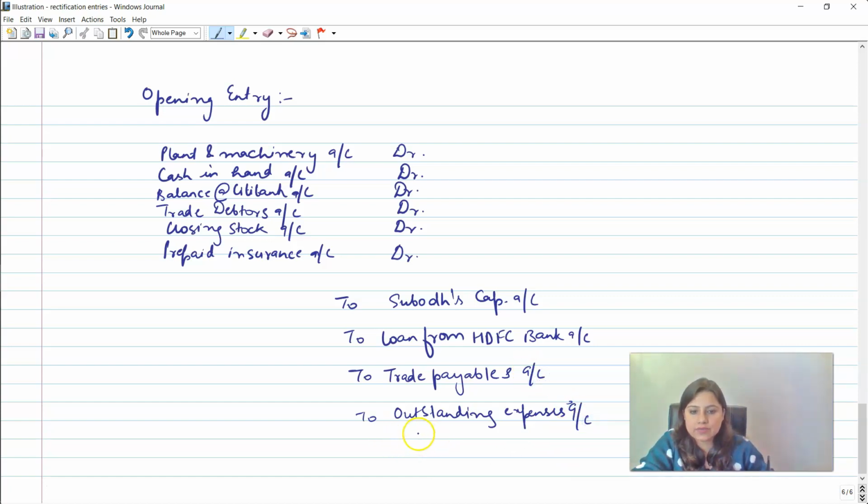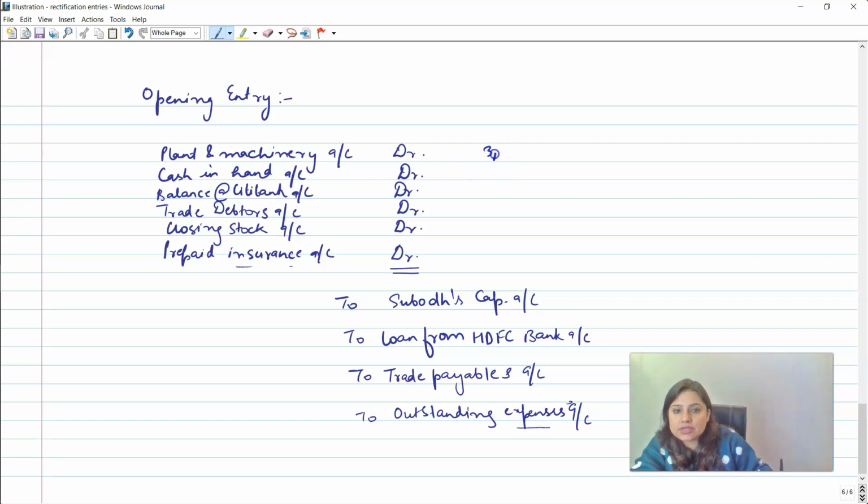Now don't get confused between outstanding expenses and prepaid insurance. Since we have already paid this particular insurance amount, it thus becomes an asset of the company, and these are yet to be paid, thus they become a liability. Therefore, to outstanding expenses. So outstanding expenses has been credited. Now putting down the amounts that we have.